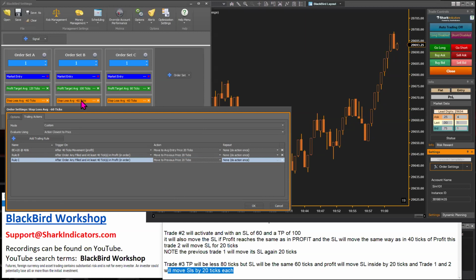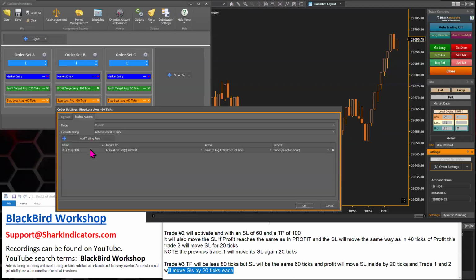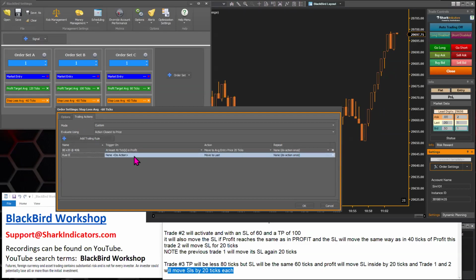So that stop loss, it will move at least one more time when the stop loss for C moves to its break even plus 20 there. So let's open up the stop loss here for B. We're on the trailing actions. There we go. Let's add another trailing rule here.